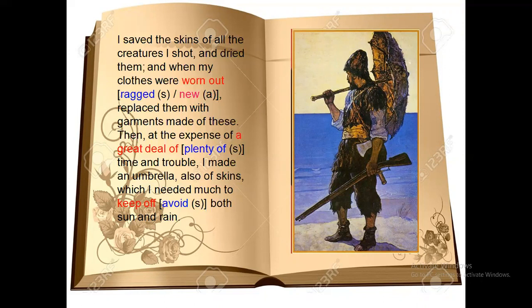Then, at the expense of a great deal of time and trouble, I made an umbrella also of skins, which I needed much to keep off both sun and rain. Making an umbrella is not an easy job. So, Crusoe said that with plenty of time and trouble, he tried and tried, and finally he could make an umbrella out of those skins, which helped him to avoid sun and rain.